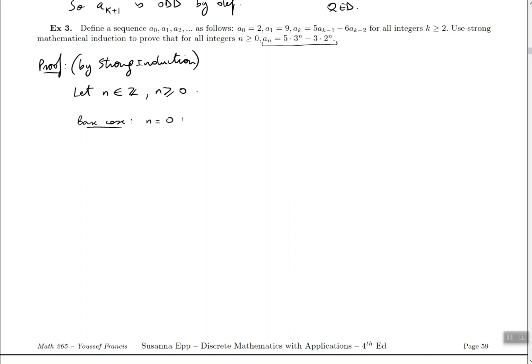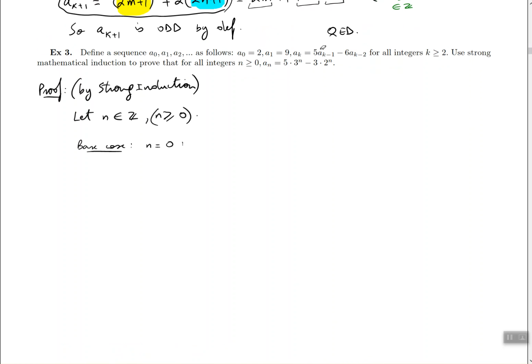So again, we're going to start with strong induction, and we're going to say let n be an integer that's greater than or equal to 0. And for the base case, how many base cases do we have to test out? So just like in the previous video, we said that the distance from k to k minus 1 is 1 step. The distance from k to k minus 2 is 2 steps. We take the greater amount, which is 2. That tells us that we need to test 2 base cases, starting with 0, because 0 is the start of the domain. So the first step is to check how much is a0.